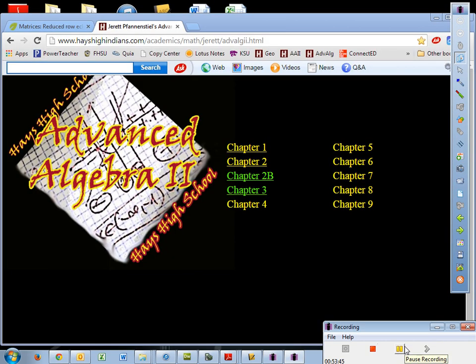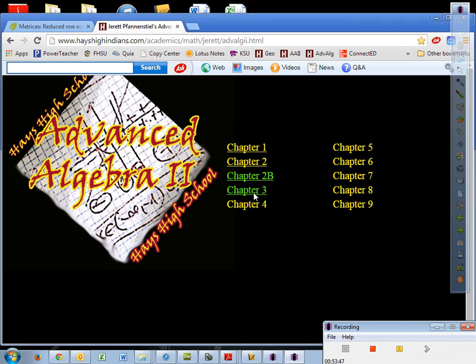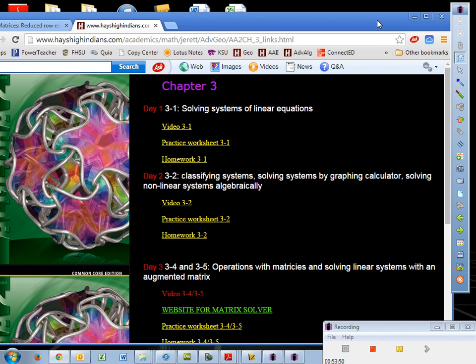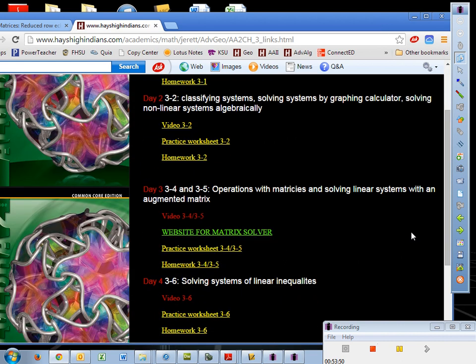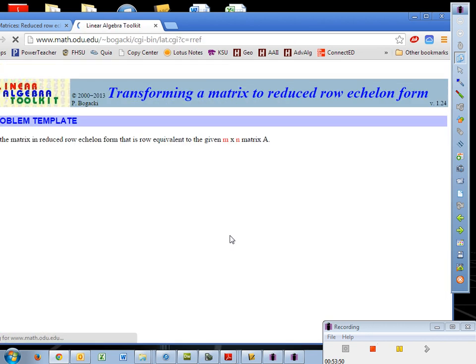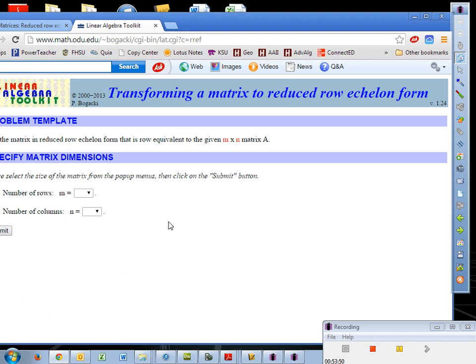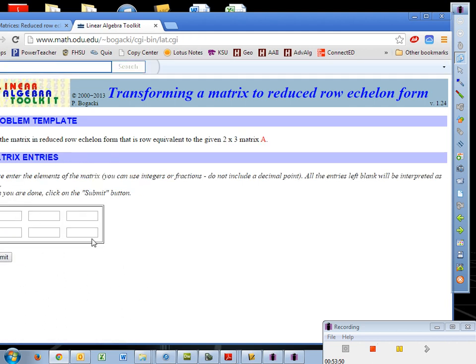If you don't have a graphing calculator, go to our class website where Chapter 3 is, and if you scroll down to this, here's the day 3, the lessons with matrices. You see this link that I have here for a website with a matrix solver on it. If you go to that, it will ask you the same thing through your computer. Like if you had a 2 by 3 matrix, you put in 2 by 3 and hit submit, and then it'll ask you to type that stuff in, and it will put it in reduced row echelon form for you. I want to explain that this is easy.